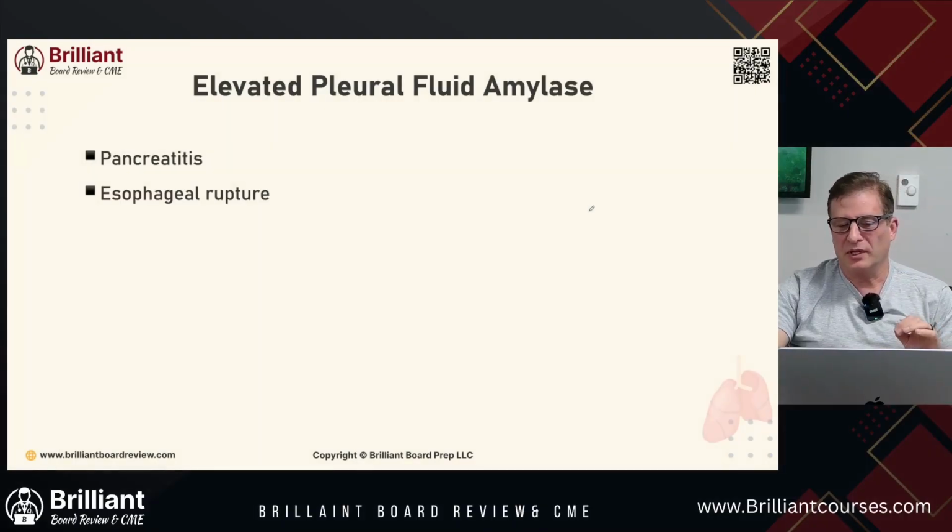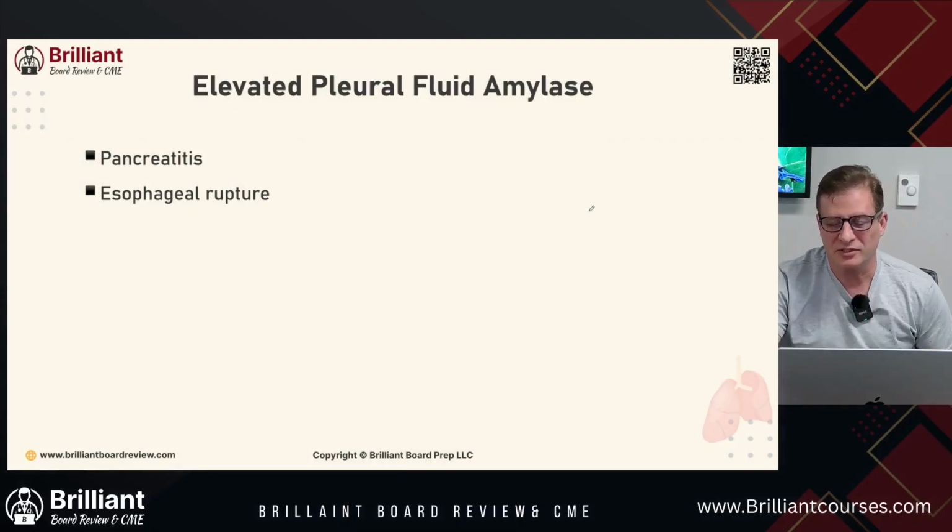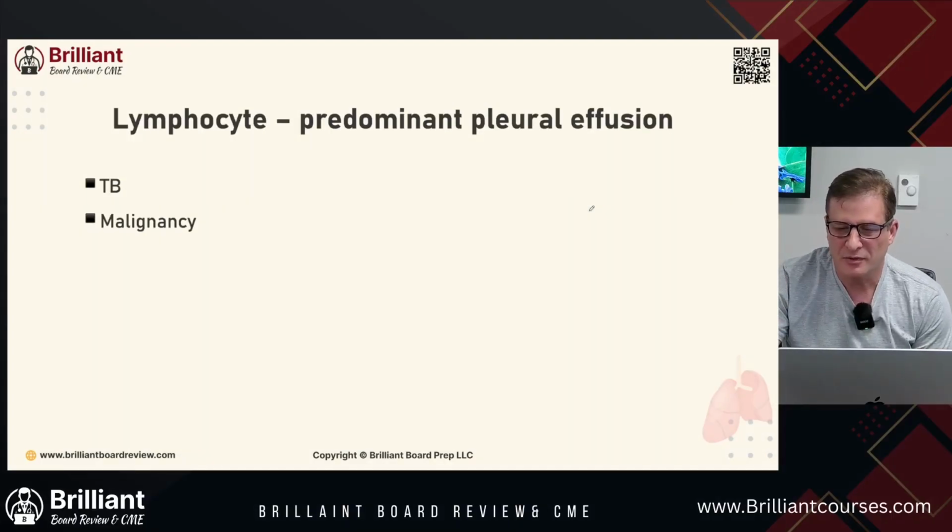Elevated pleural fluid amylase. What can cause this? Pancreatitis or esophageal rupture. So you pull out the fluid and you check the amylase level, and it's elevated. Lymphocyte predominant pleural effusion, TB, and malignancy can both do this.